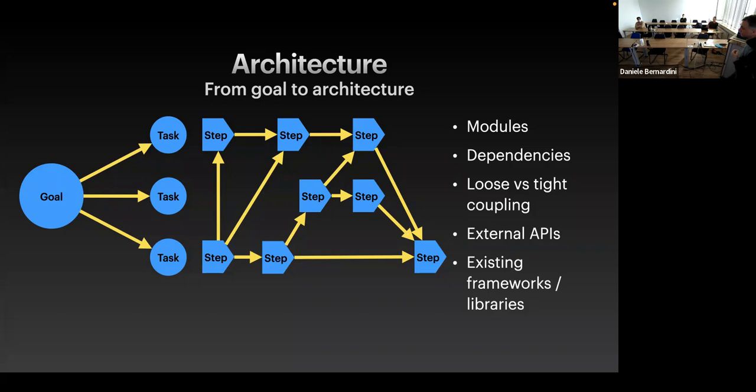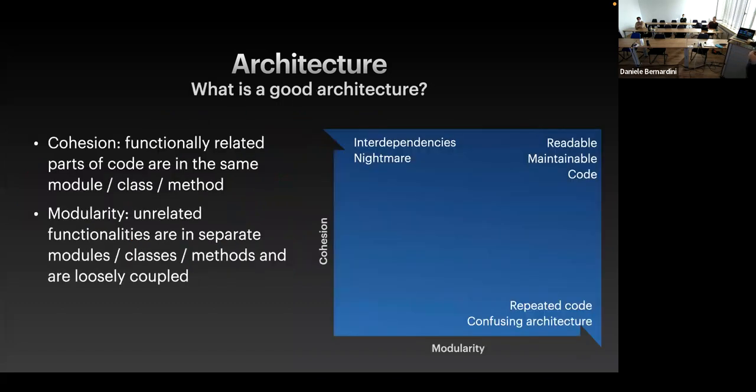Over the years, there have been a lot of discussions about this. And there are 2 principles that everybody agrees upon and that make an architecture good. These are cohesion and modularity. So what does it mean? Cohesion means that functionally related parts of code are in the same module, class, method, whatever the basic unit of programming that you're using is, right?